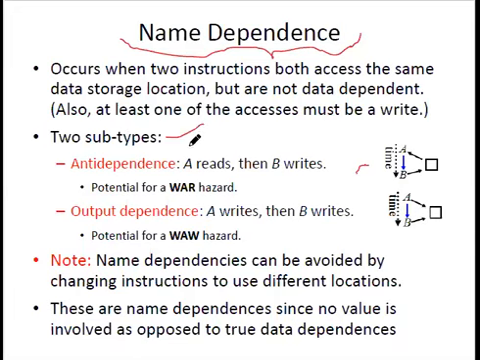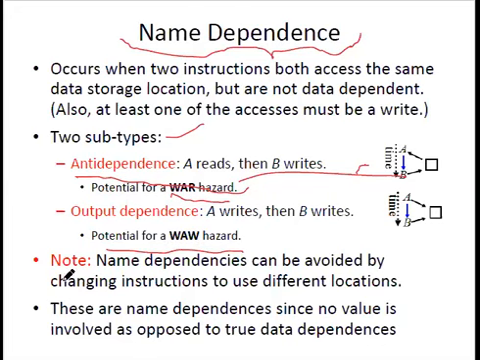There are two subtypes. Anti-dependence: A reads, then B writes. A reads a particular location, and then B has to write to it. So there is potential for a write after read hazard. Output dependence: A writes and B also writes. They both try to write the same memory location. So this has the potential for a write after write hazard.